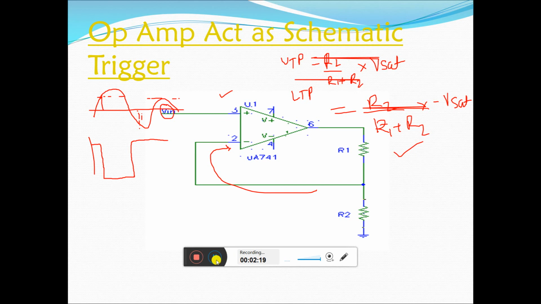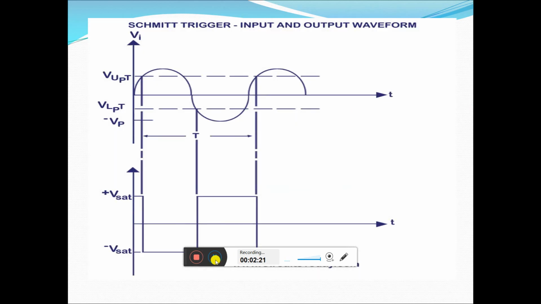The Schmitt trigger is basically useful for converting a sinusoidal waveform into a square-shaped waveform, and this square waveform is also useful in triggering circuits and clocking circuits, and it is used in many places.